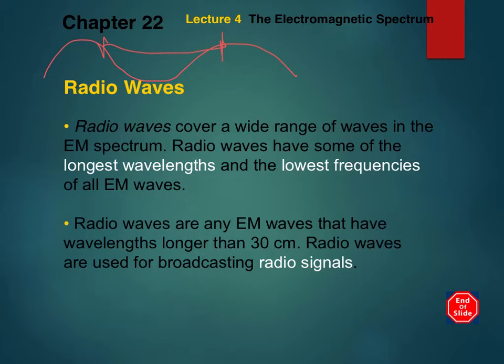So that's significant. They're used for broadcasting radio signals, and they make great radio signals because they're so long. They can travel really long distances. Not very fast, because they have a low frequency, but they can go really long distances. So anything longer than 30 centimeters wide, so 30 centimeters plus, is considered a radio wave.